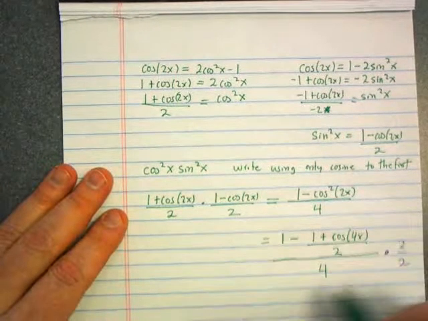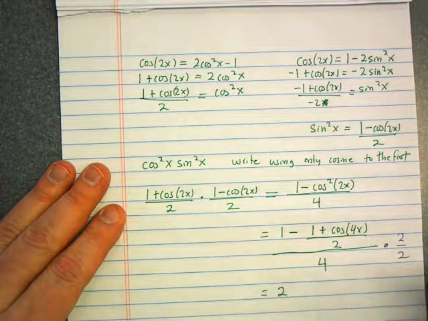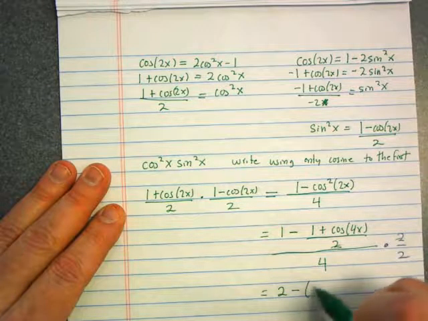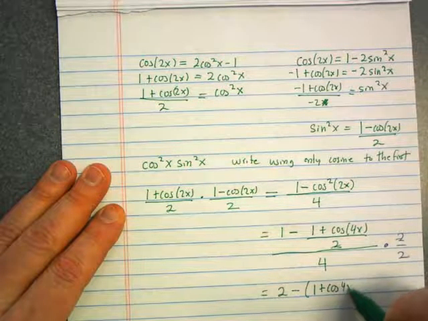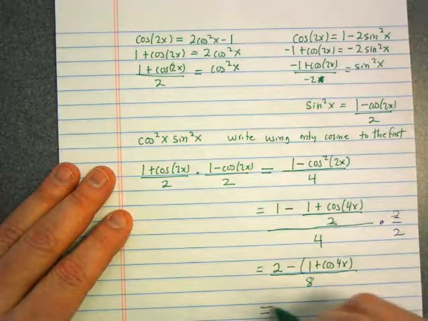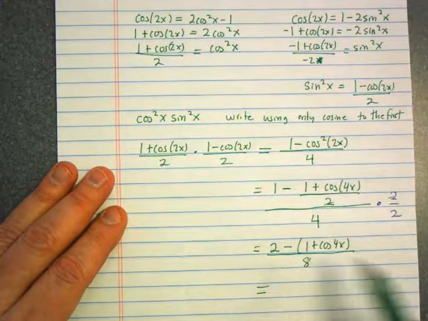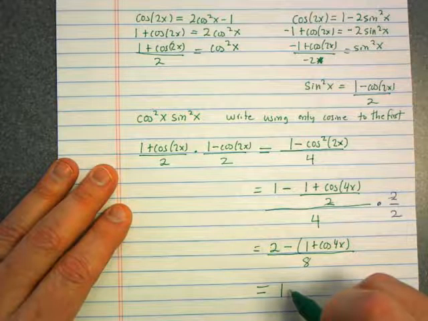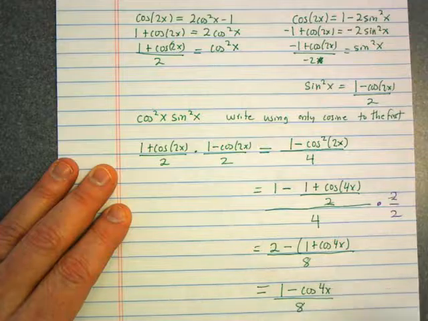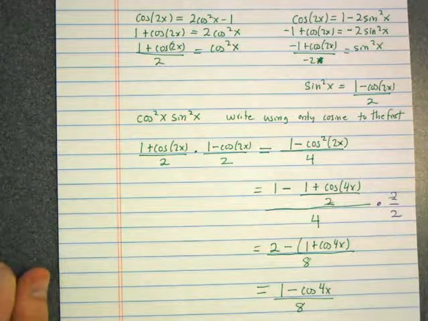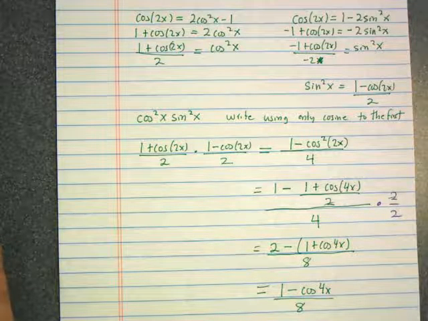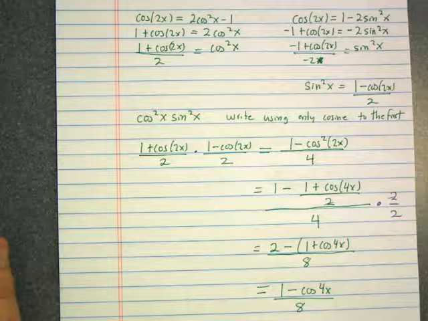Okay, so up on top I have to distribute. That's 2 minus, and then this 2 reduces there, so I have 1 plus cosine 4x all over 8. So my final answer, I would write as 2 minus 1 is 1, of course, minus cosine 4x all over 8. So, in other words, sometimes you have to use those power reduction formulas multiple times. And that was a good example.